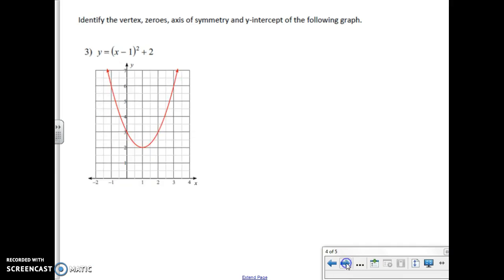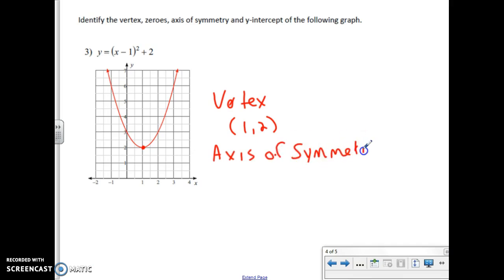So let's look at another scenario right here. I want to do all the things that we did before, so we want to find the vertex. That looks like it's right here. That looks like the vertex is at (1, 2). Now, the axis of symmetry is a little bit easier now. Right down the middle. It looks like it has an x value of 1 as the axis of symmetry.